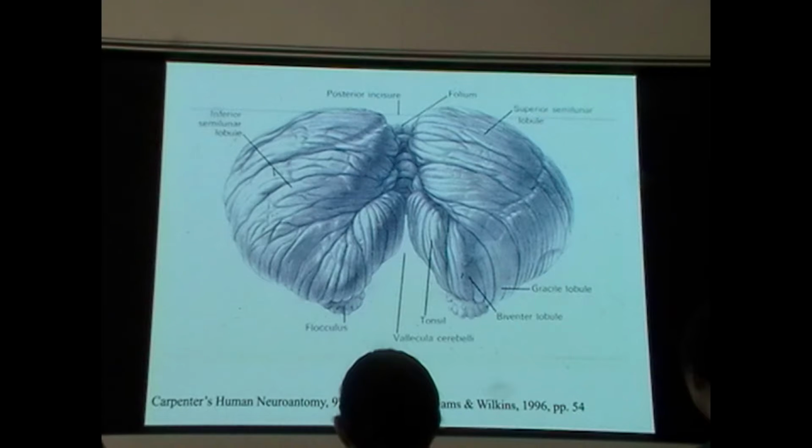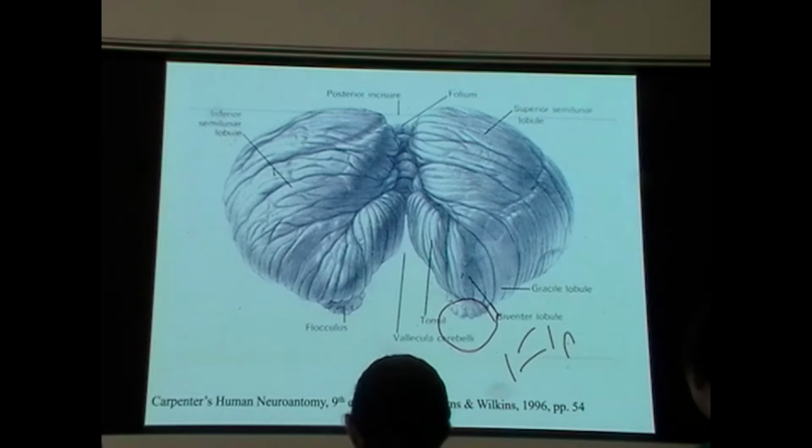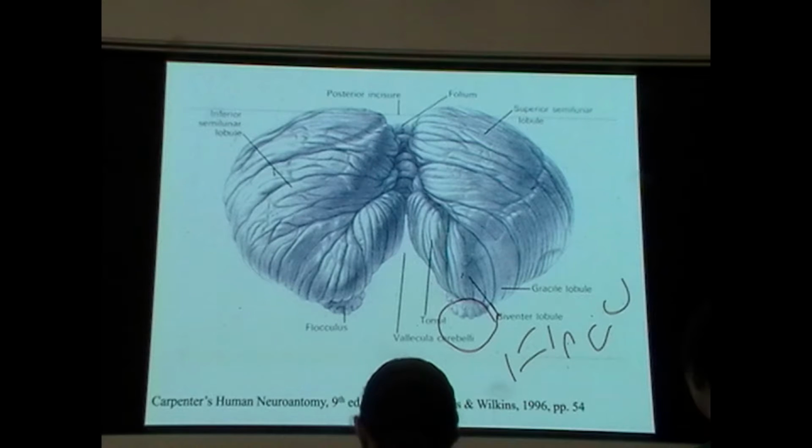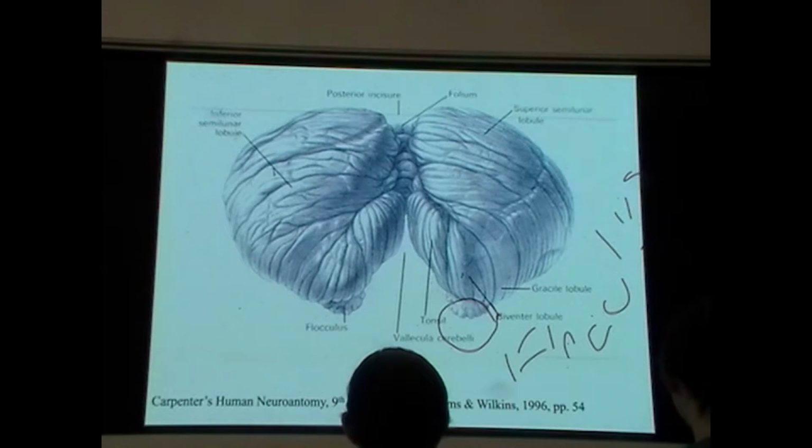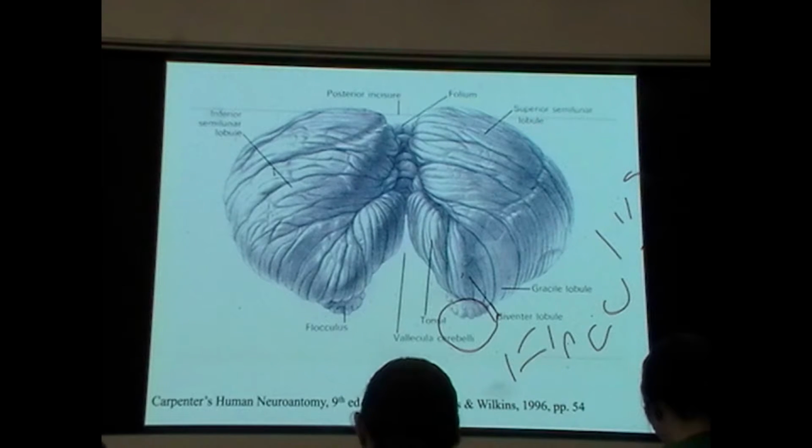Here, over here, that's the flocculus. And then in the center there would be a nodulus, okay, a little nodule joining the right and left flocculi. Okay, these are the cerebellar tonsils. We talked about those before?